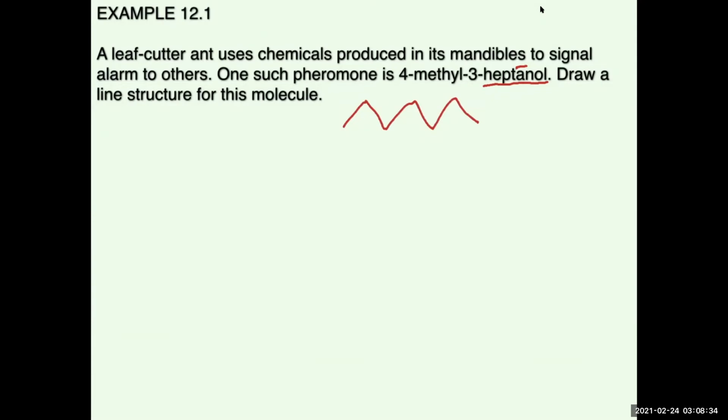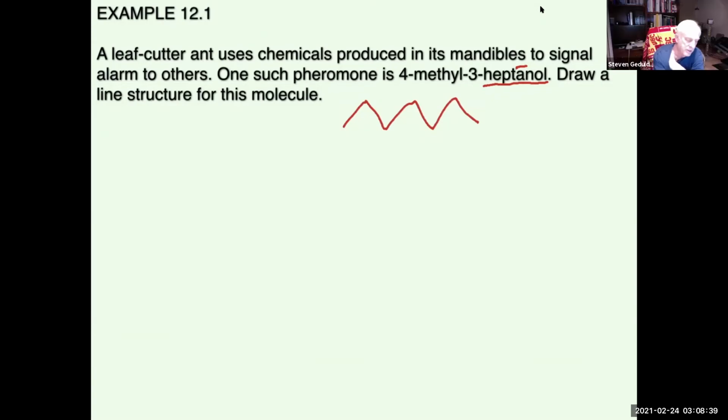Okay. At number 3, there's an OL. There's an OH group on it. So let's go 1, 2. Let's count from this end. Then 3. There's your OH. And number 4, there's a methyl group. That's it. That's how to draw your line structure. That's 4-methyl 3-heptanol.